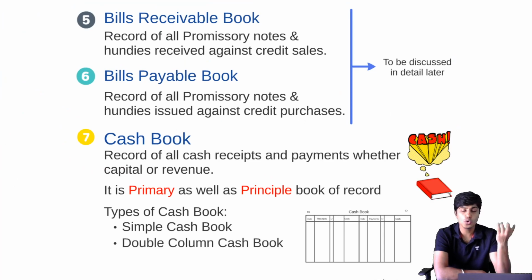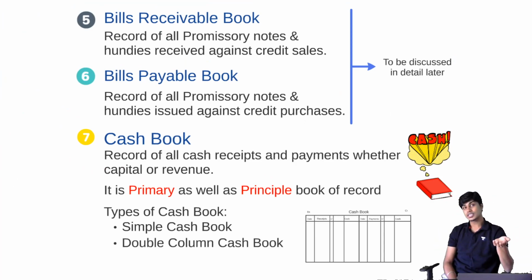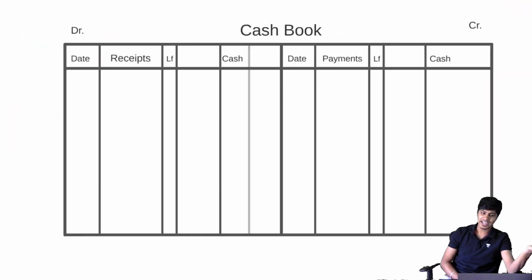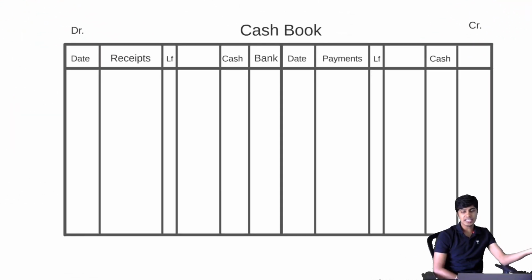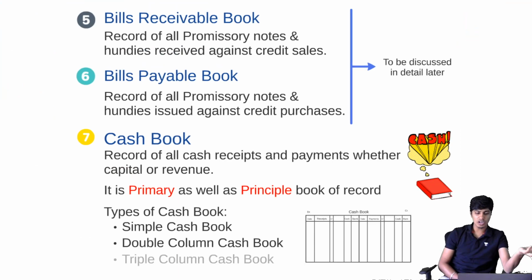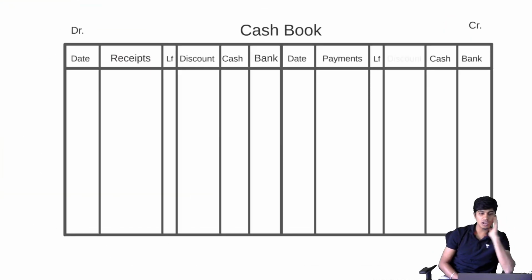And then there is two column cash book or double column cash book, which will have two columns. People usually say that these two columns should be cash and discount. Some say no, sir, it should be cash and bank. There is no such condition. It is two column cash book. One column is cash. The second column can be bank or it can be discount. Doesn't really matter. And then comes three column cash book, which will have discount column in it.